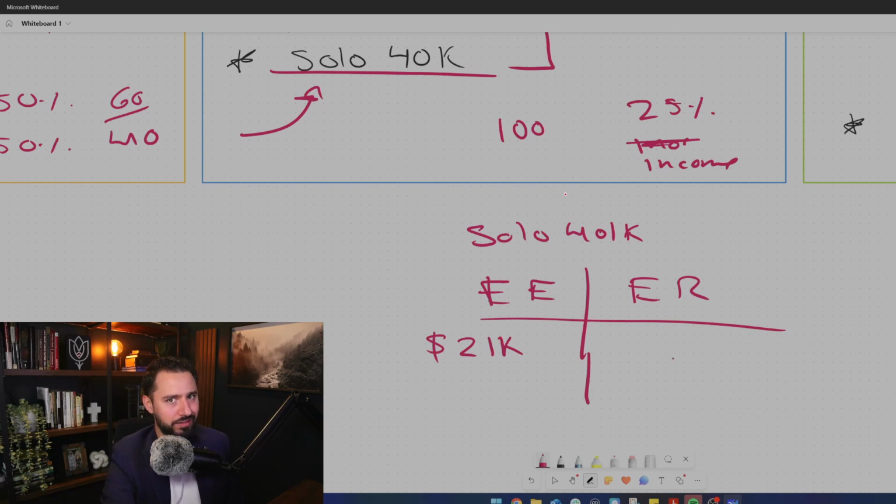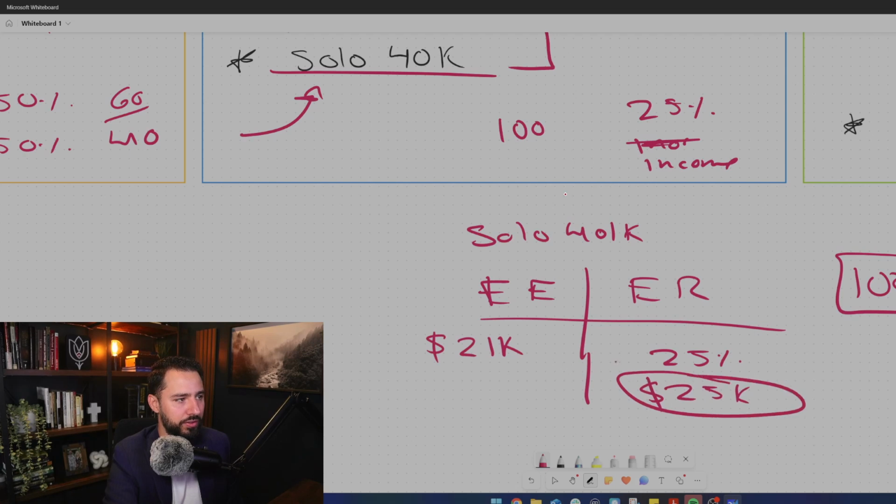Kind of like the SEP IRA, you can contribute up to 25% of the income that you're earning in the business. So again, if you're just a Schedule C, that would be 25% of, let's say, for example, 100K. Then you would contribute another 25K here. That's the beauty of the solo 401k, that you have this additional amount.